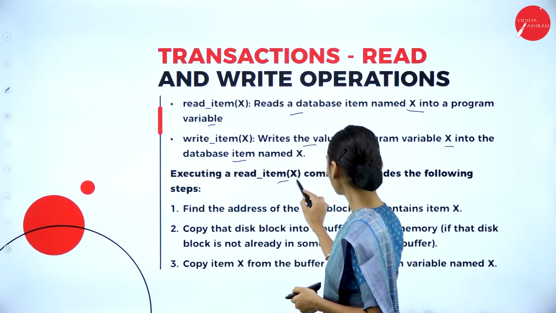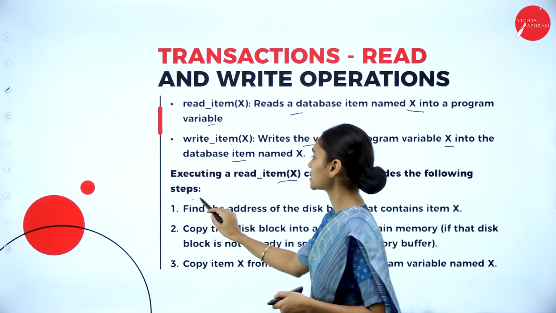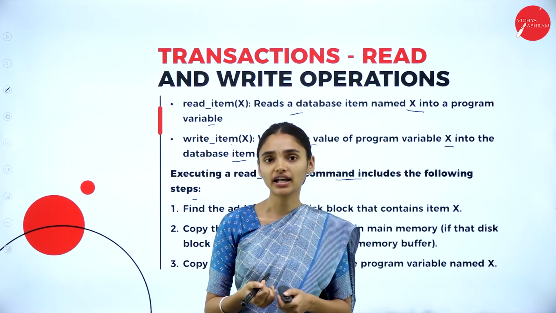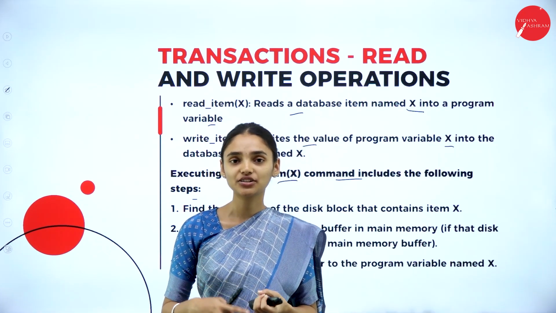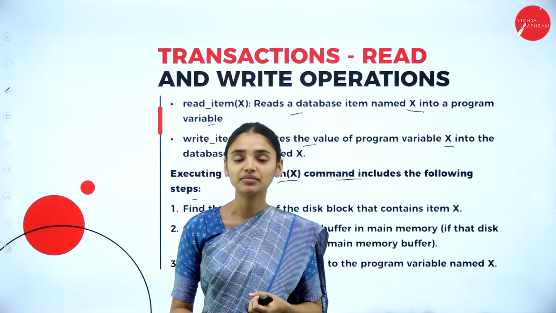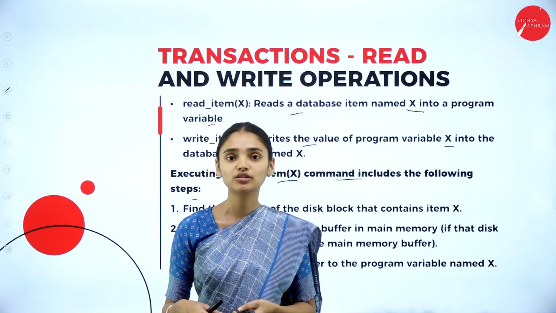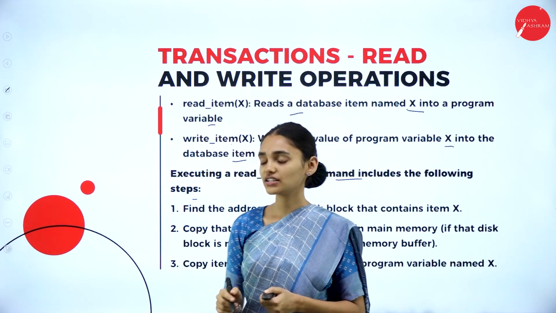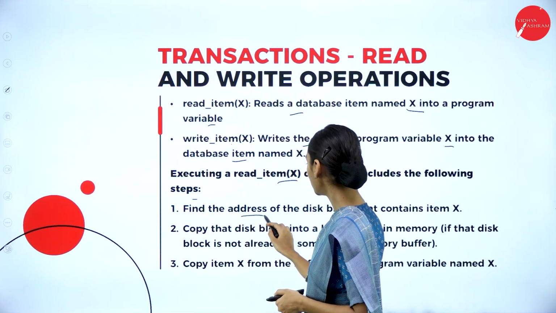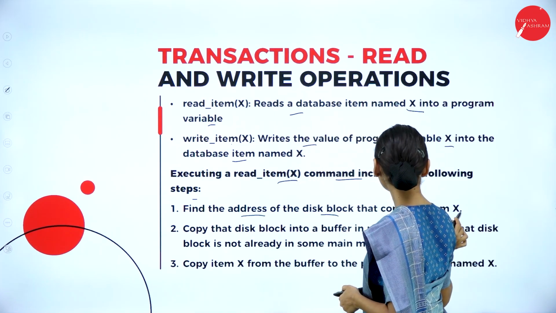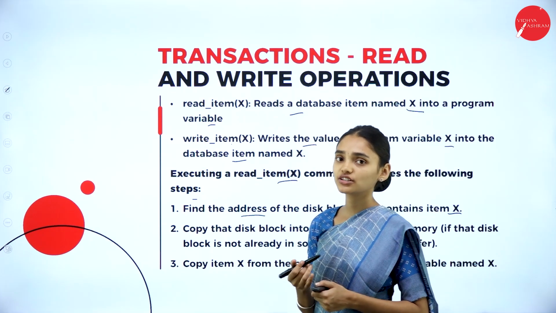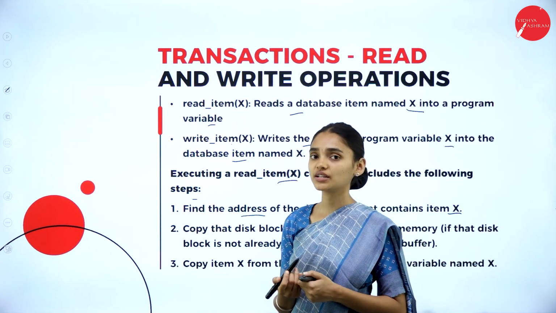Executing the read item X command includes the following steps. How do we execute read item? It includes three steps. First, find the address of the disk block that contains the item X.